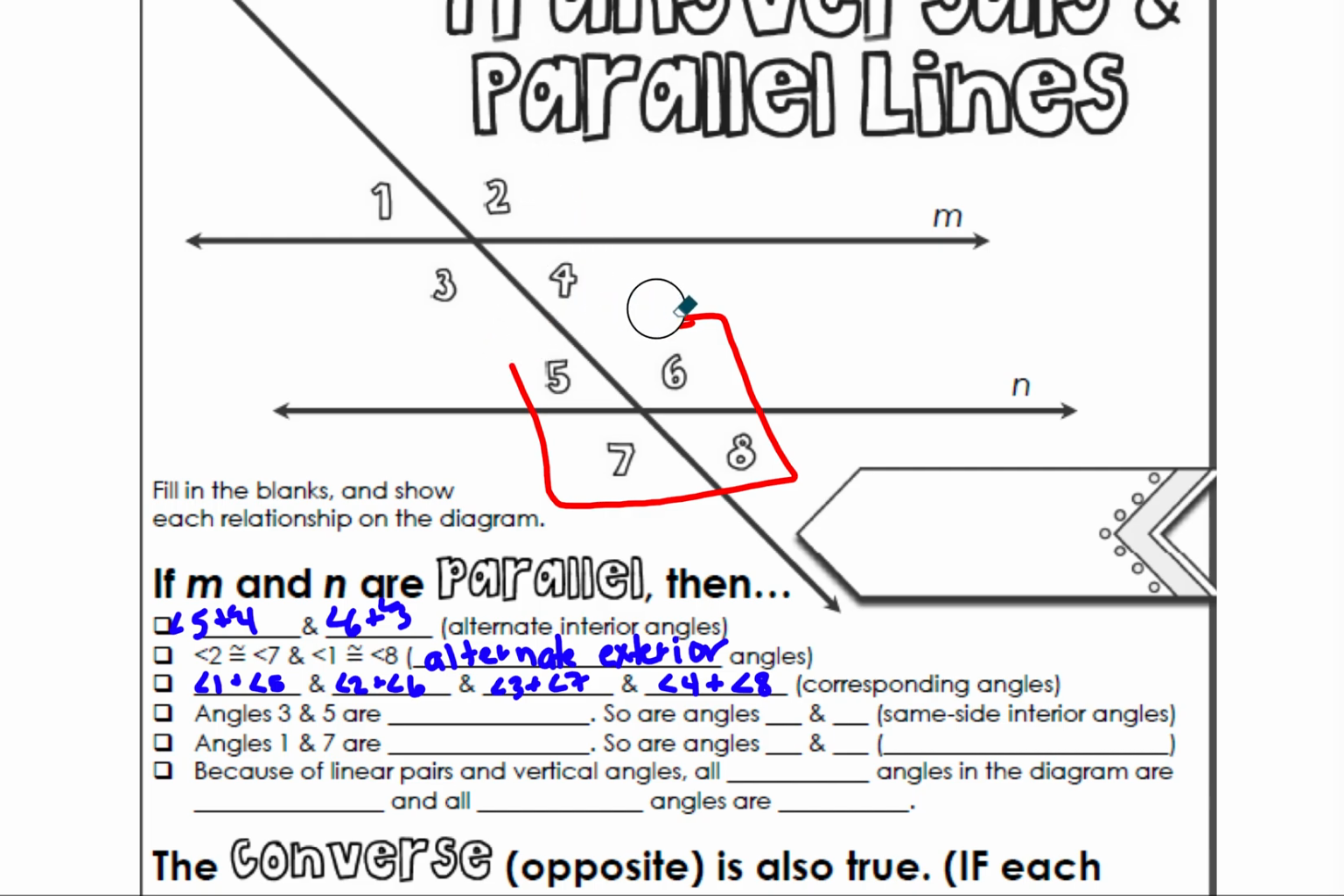Okay, get rid of those lines. Okay, continuing on, angles 3 and 5. So here's 3, here's 5. Those are going to be supplementary. They both equal 180. One is obtuse and one is acute.